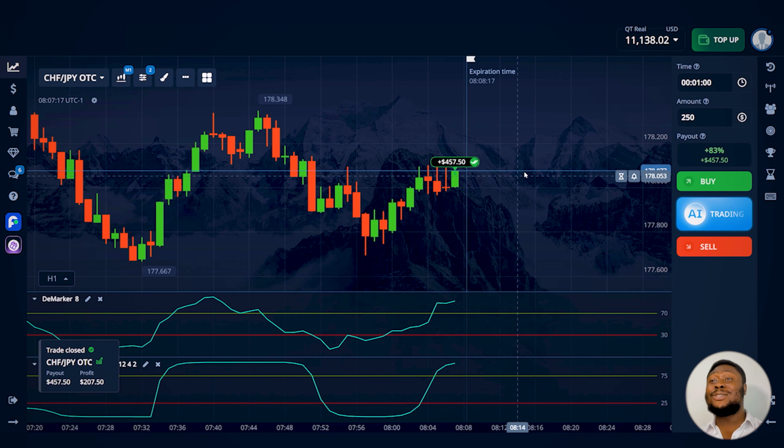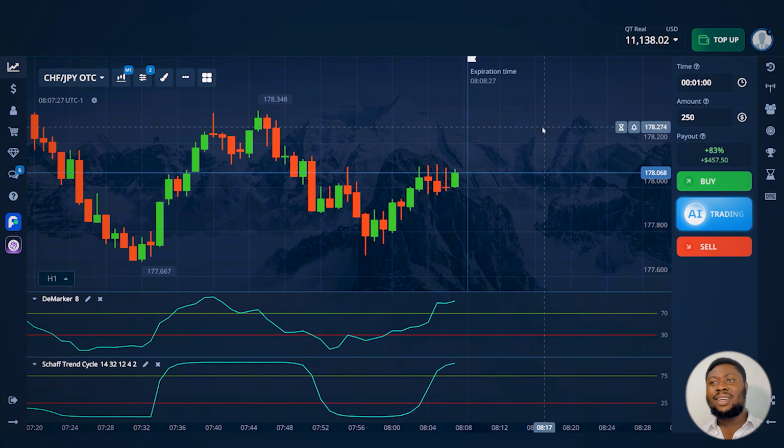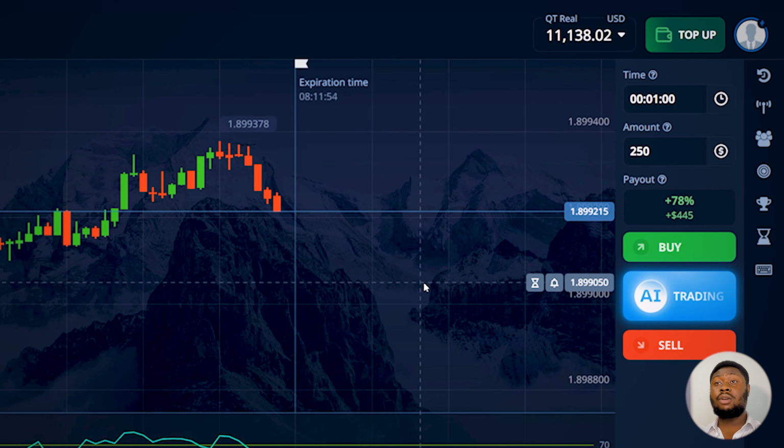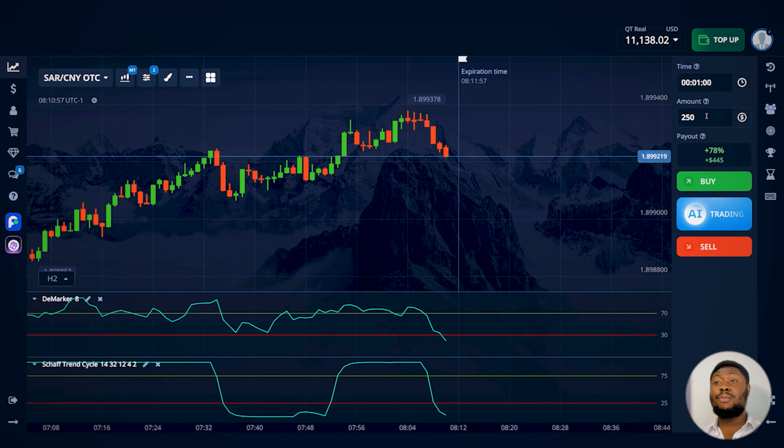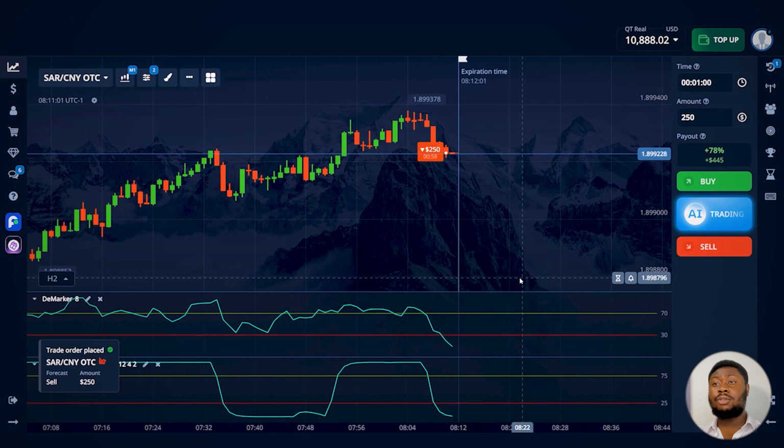The price continued to rise and my capital increased to $11,138. Amazing. Let's continue working. The trade amount will remain at $250. This time I'll open the trade to reduce the price. And so the situation formed on a downtrend.